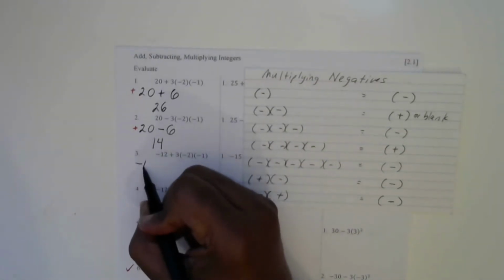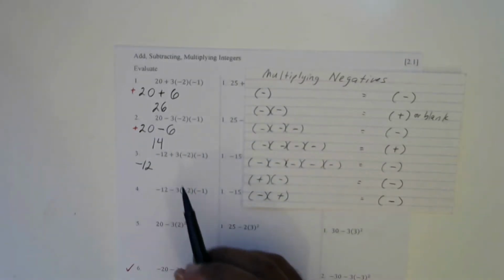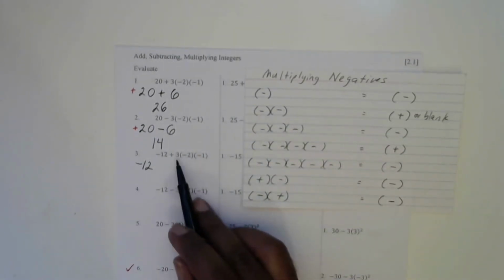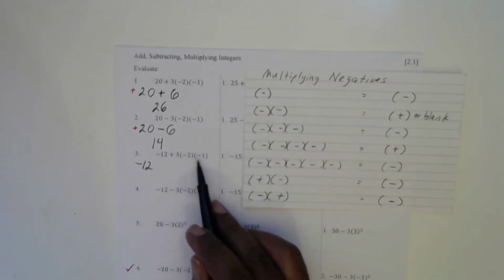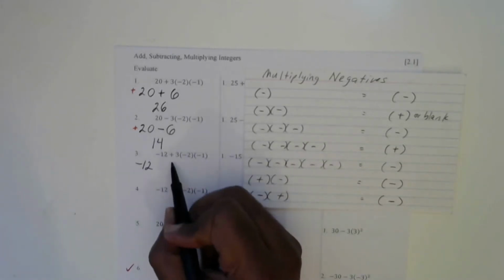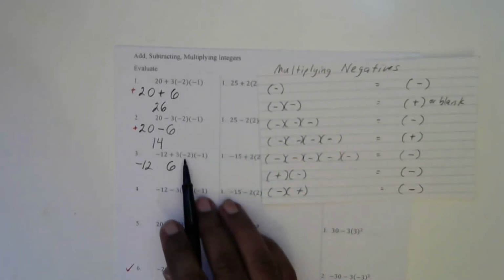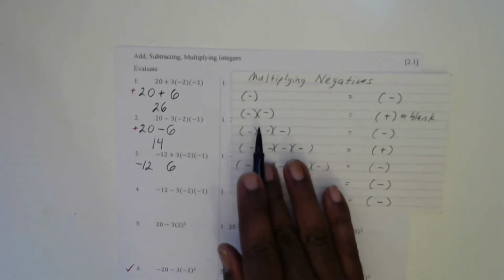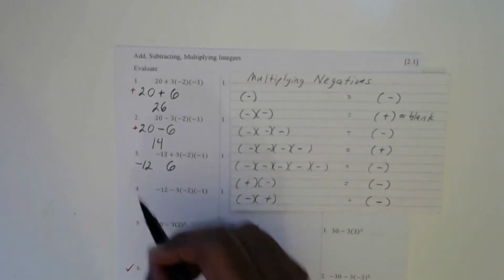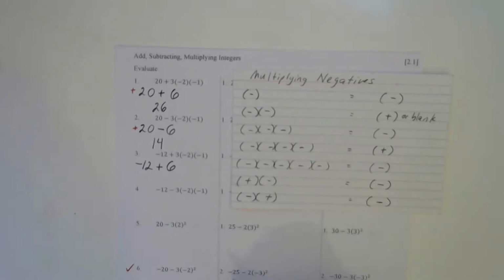Next, we have a negative 12. And we're multiplying a 3, 2, and a 1. So this will be 3 times 2 is 6, and 6 times 1 is still 6. So this will be 6 here. Now we have 2 negatives, and the rule is that 2 negatives will give you a positive. So 2 negatives, positive 6.